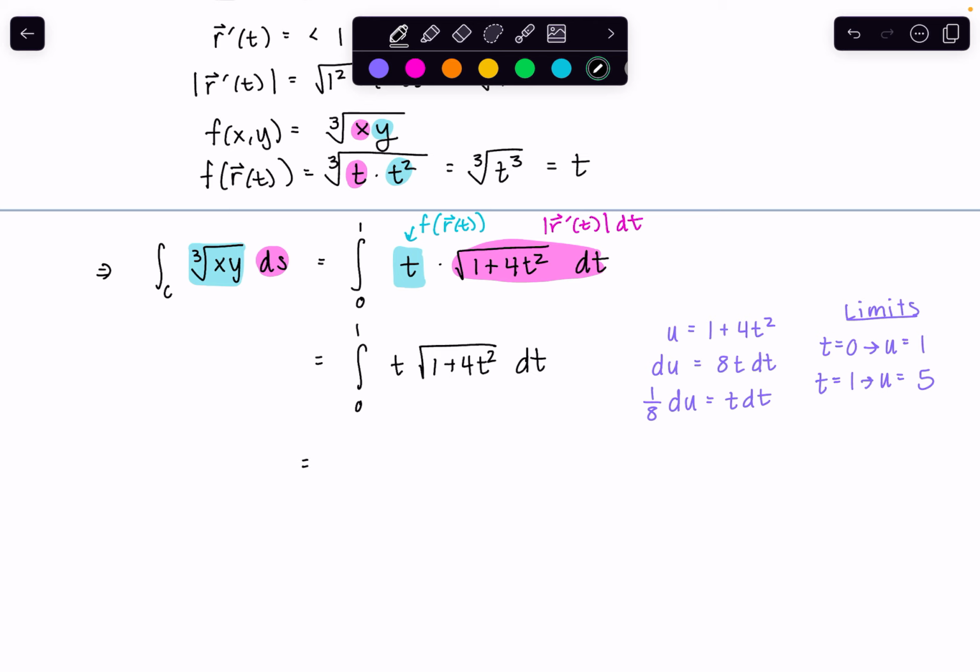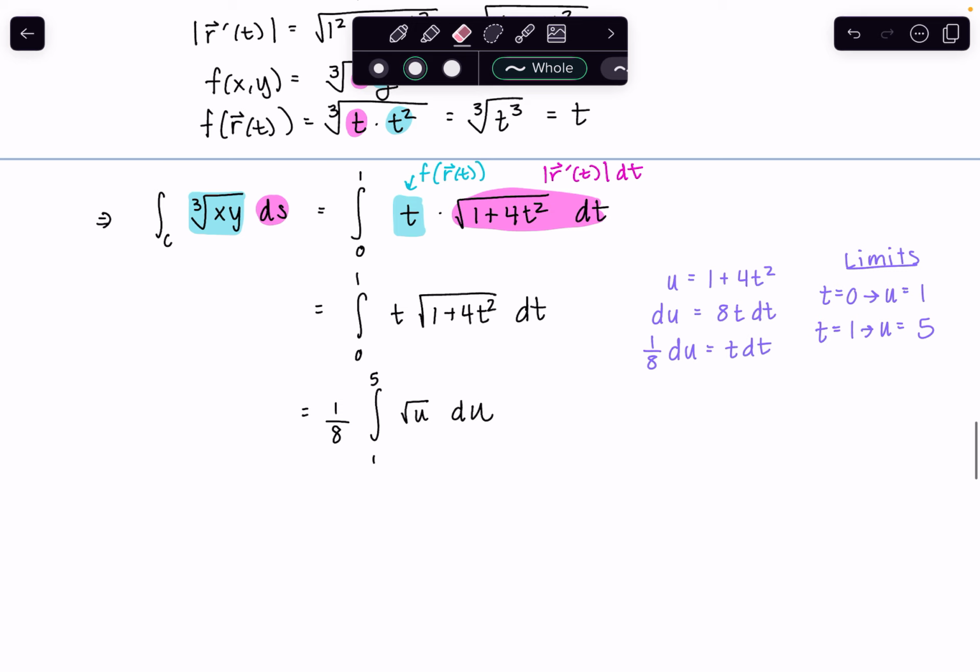So switching everything over, I'm getting the 1/8 from the du. My new bounds are 1 to 5. And this becomes root u du. And then you can change that over too. I'm not going to make a new integral for that. That's u to the 1/2. So bumping that power up gives me 3/2. Dividing by 3/2 is the same thing as multiplying by 2/3. And then we evaluate this from 1 to 5.